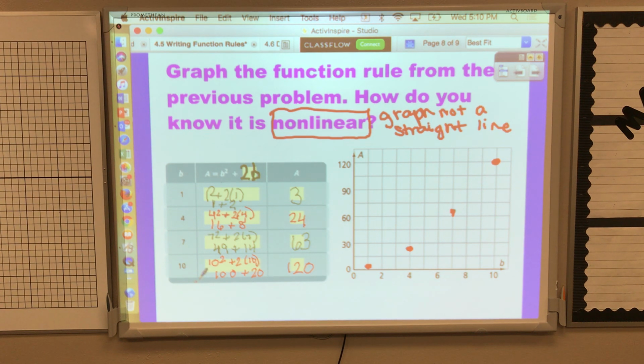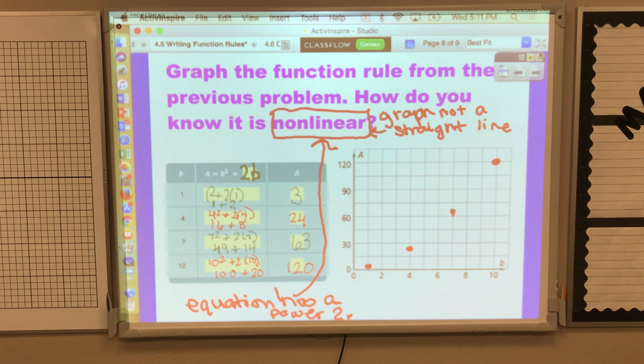Or because in the equation, one of those two options will tell you that this is a non-linear function.